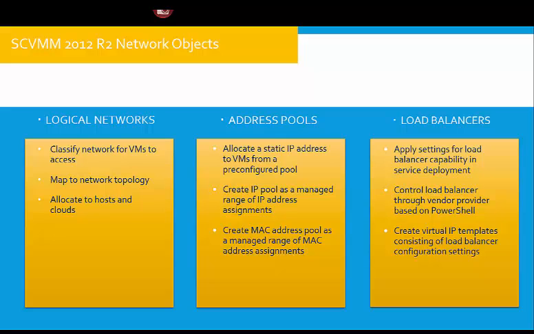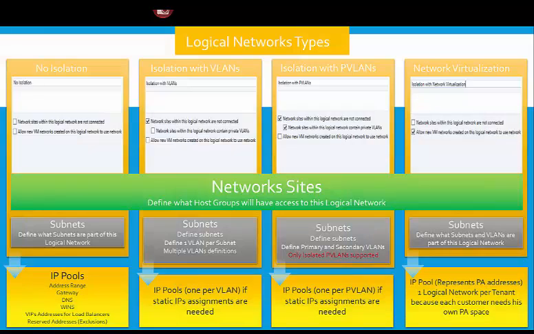Control load balancers through your vendor provider based on PowerShell, and create IP templates consistent of load balancer configurations and settings. So let's have a look at the logical network types. A logical network, together with one or more associated network sites, is a user-defined named grouping of IP subnets, VLANs, or IP subnet/VLAN pairs that are used to organize and simplify network assignments.